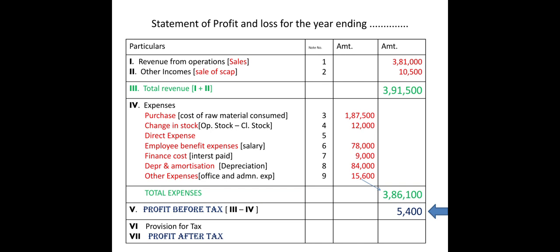Okay, now you know, student, that we have to pay tax to the government. If you see the question, then in point number 9 they have written that provision for tax is 30%. Okay, so 30% tax we have to pay to the government.